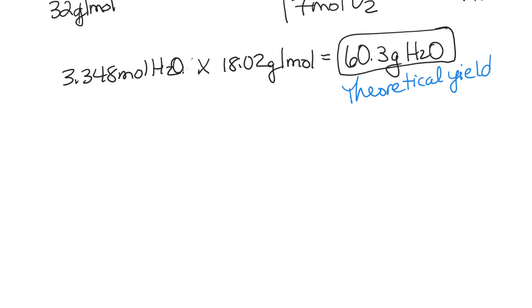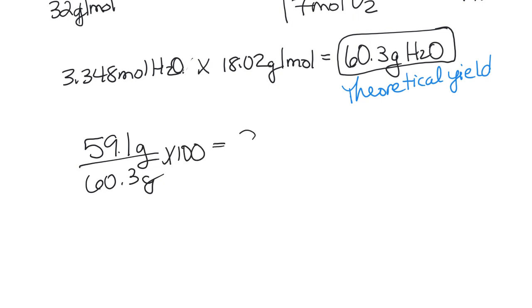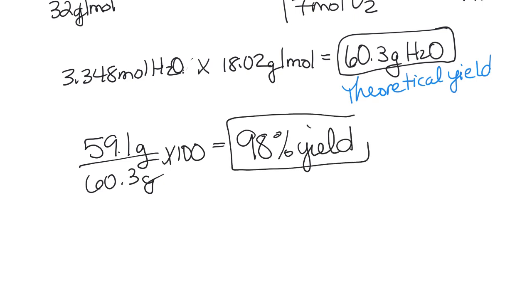Okay, so now we're going to take the amount that was given of the water that was made. That's the actual yield. So that's 59.1 grams divided by 60.3 grams times 100. And I get a 98% yield. I think it was 98.0. Okay, so there we go.